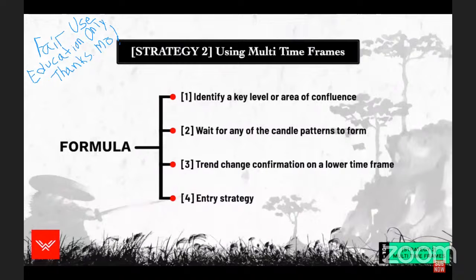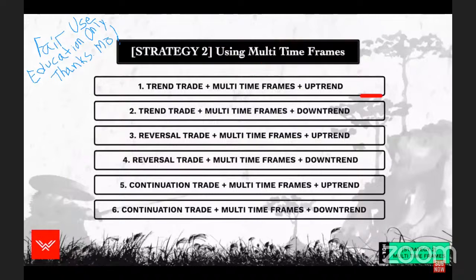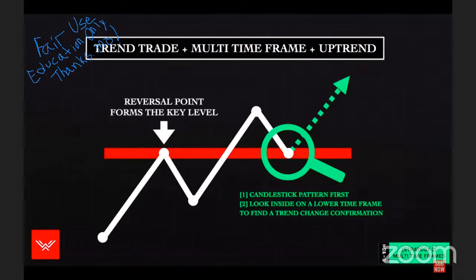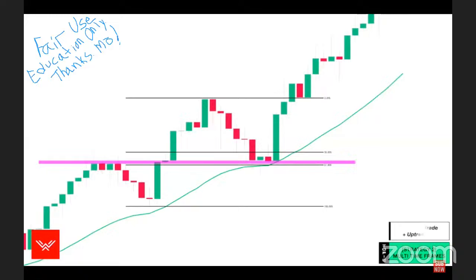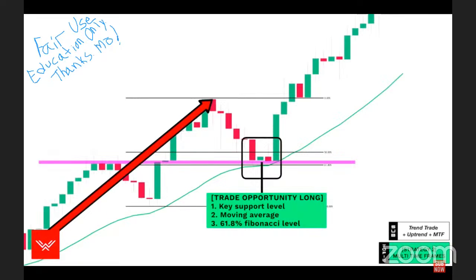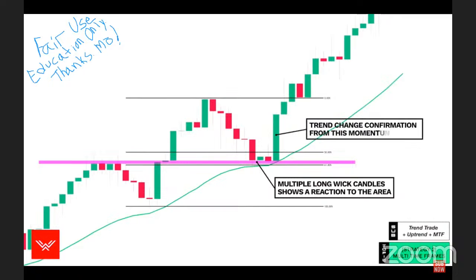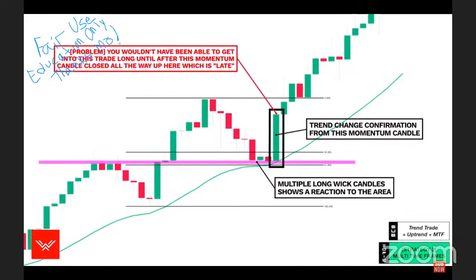Now, here's the core formula combined with the use of multi-time frames. And here are the core variations of the strategy. So starting with the first, which is a trend trade in an uptrend using multi-time frames. So again, you had your uptrend and your trade opportunity long at this area of confluence here. You then had your multiple long wick candles reacting to the area of confluence. Now, the trend change confirmation came from this momentum candle here, meaning you wouldn't have been able to get into this trade long until after this momentum candle closed up here.